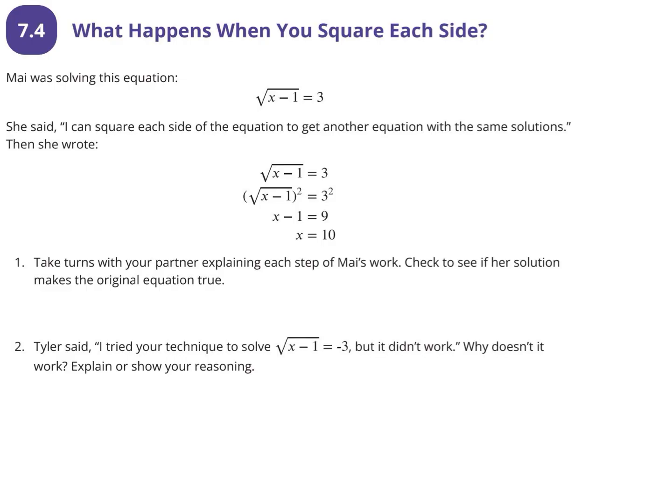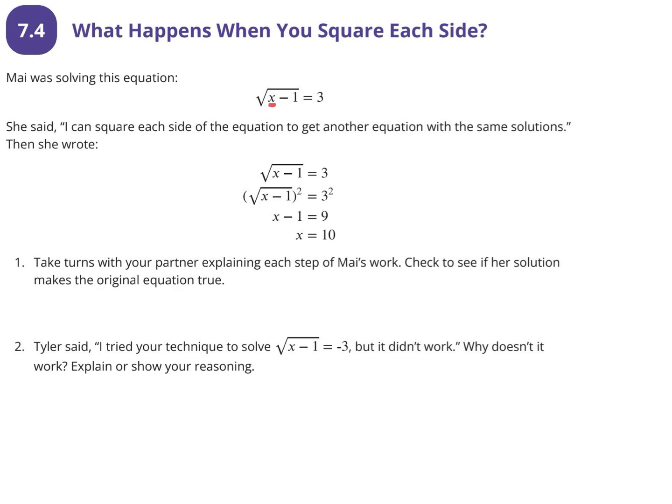May was solving this equation. She squared both sides. Because when you have an equation, you have to look at what's being done to the variable, and you have to do the opposite. What's being done to the variable? Well, it's under a radical, and it's being subtracted by 1.